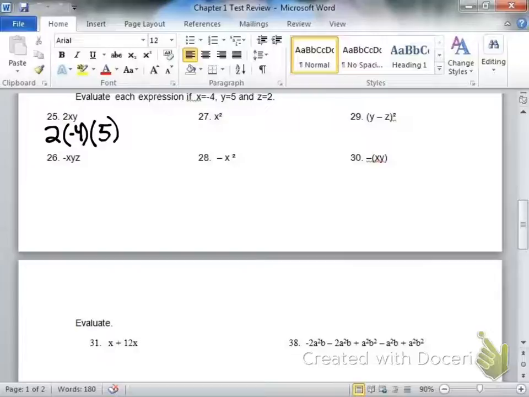All right, multiply from left to right. What's 2 times negative 4? Negative 8. What's negative 8 times 5? Negative 40. Good. Questions?